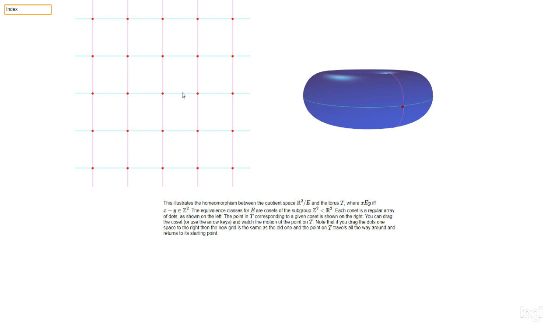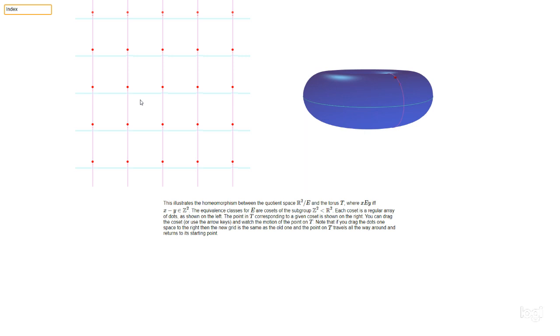Being in the original position on the torus is the same as having restored the original coset. Even though the individual dots have moved, we've ended up with the same rectangular pattern of dots. In other words, the same coset. And that's what happens if we move horizontally, and of course we do the same moving vertically.